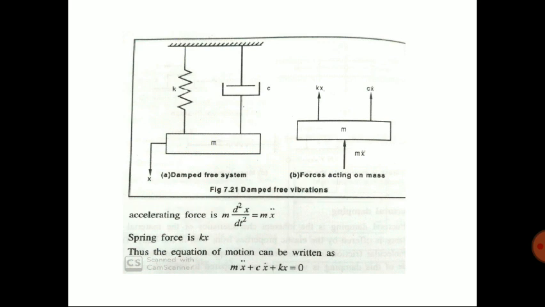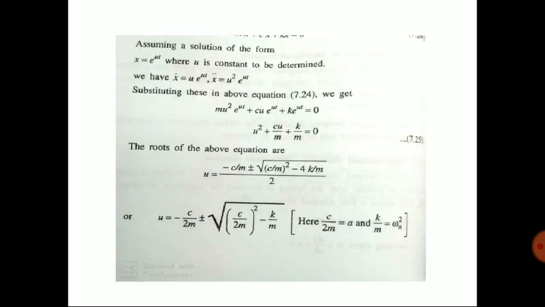Usually we assign a downward direction force as positive and upward as negative. So m x double dot is equal to minus c x dot minus kx. Taking to the left, m x double dot plus c x dot plus kx equal to 0. So this is the equation we are getting finally.